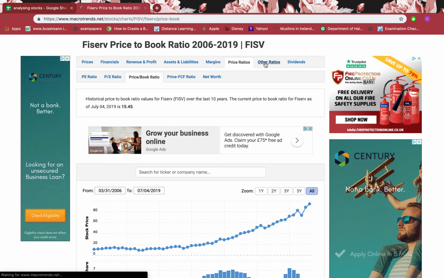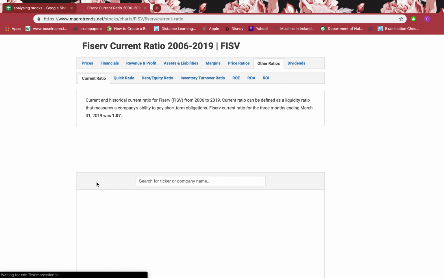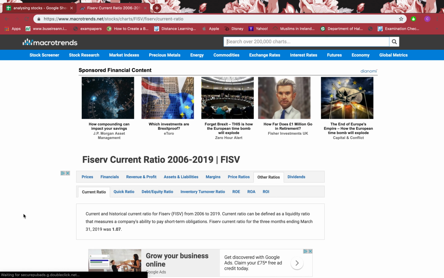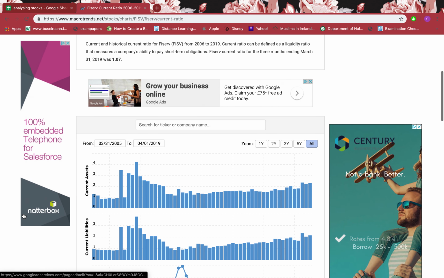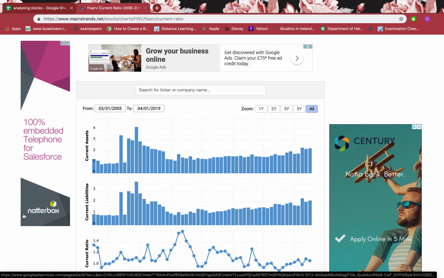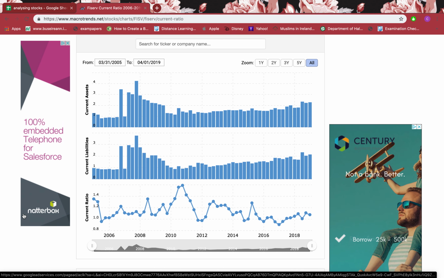Now let's look at other ratios, the current ratio. Current ratio tells us that if the assets are more than liabilities, which is very good. If the assets are more than liabilities, then the ratio is more than 1. If the assets are less than liabilities, then the ratio is less than 1. If the ratio is less than 1, then it's dangerous because the liabilities are more than assets, which is not very good. And if the ratio is more than 1, which is a good picture because the assets are more than liabilities.